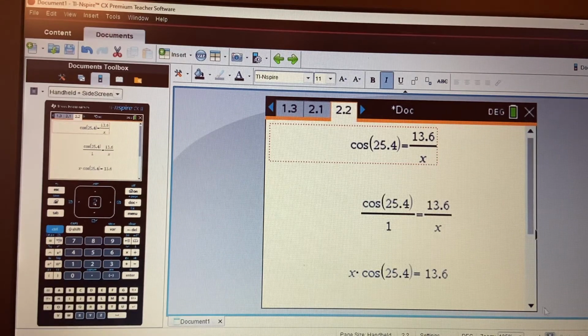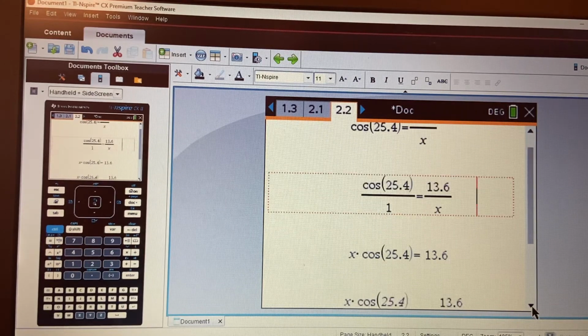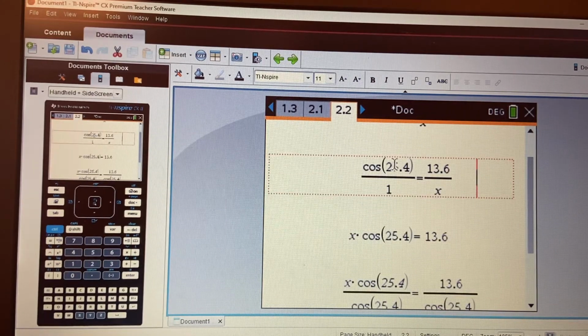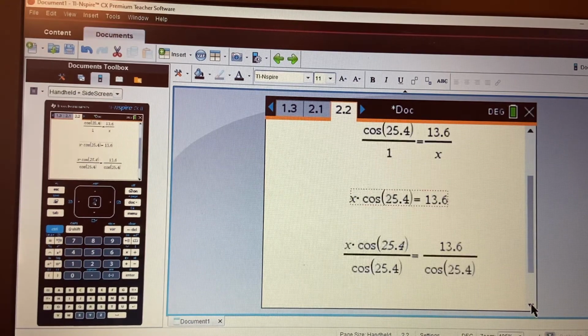Now it's the same situation as it was before. Our x is in the denominator, so we need to make this a fraction. We're going to put cosine of 25.4 over 1. So now we have a proportion. We are going to cross multiply. So we have x times cosine of 25.4, and that's going to equal 1 times 13.6, which is 13.6. So we have this equation here.